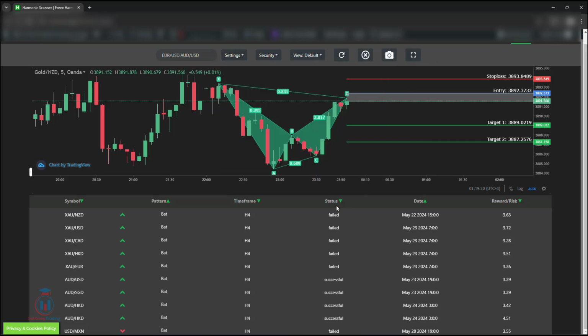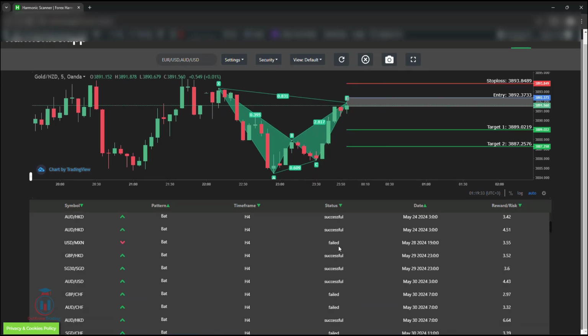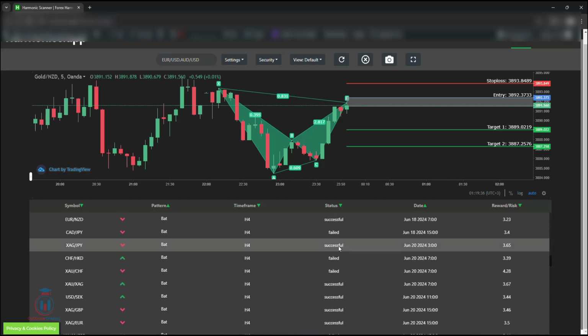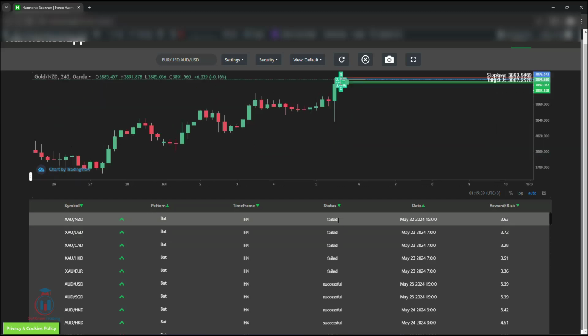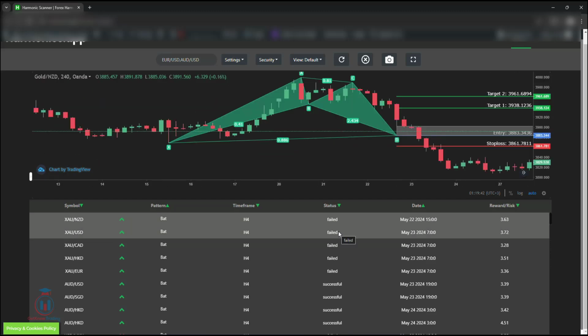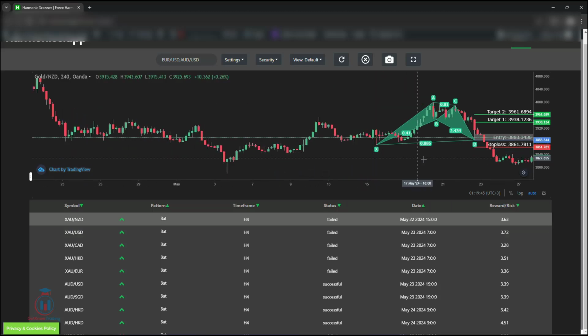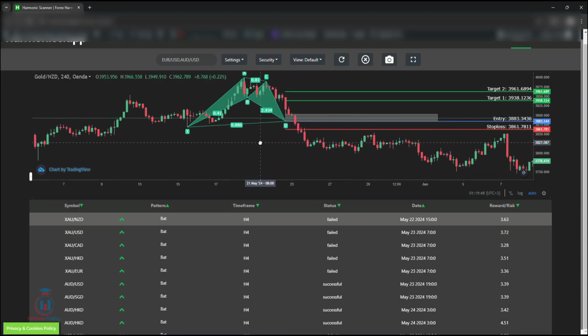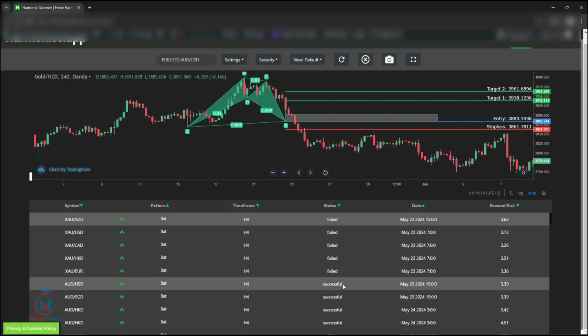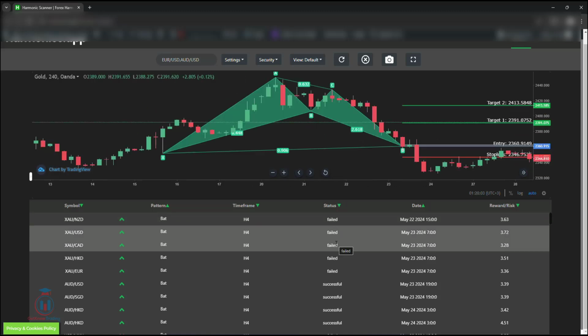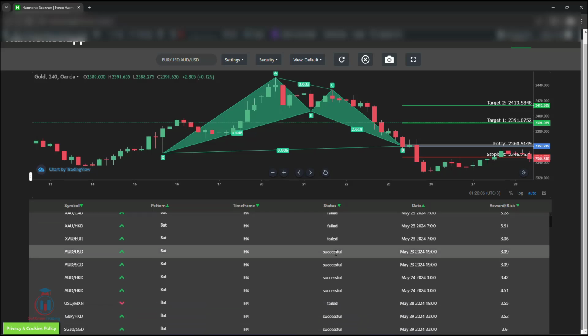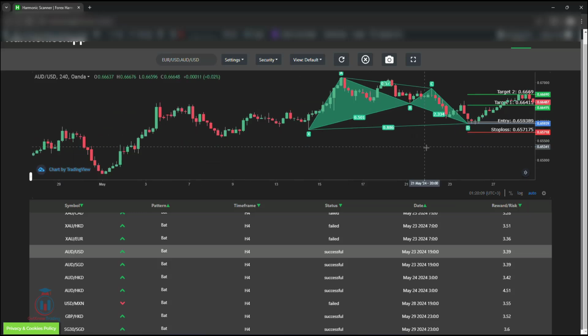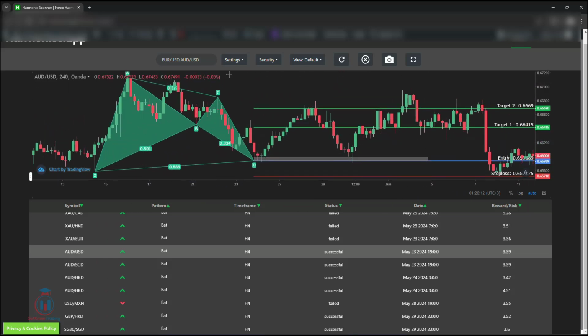Now here in the status you can see some of them are failed, some of them are successful. So you can also make some kind of analysis of how many of the patterns have formed as failed or successful patterns. If you are analyzing the Bat pattern, you can find some templates and patterns that appear, and usually when these Bat patterns are successful. Not all of these harmonic patterns are successful. You can see some of them failed, so they are not 100% successful. You need to make another analysis to add more information on which patterns you should trade.